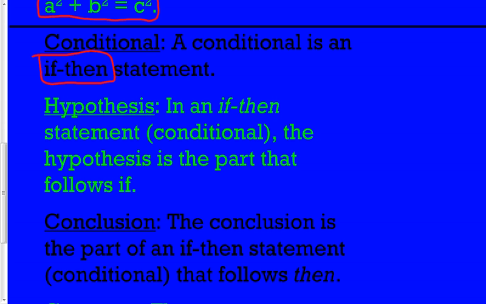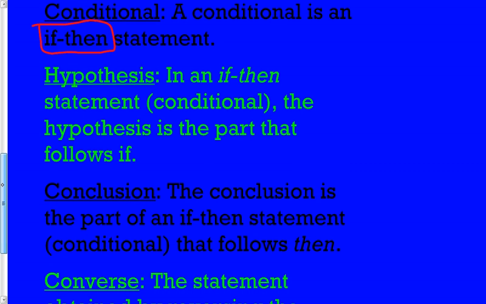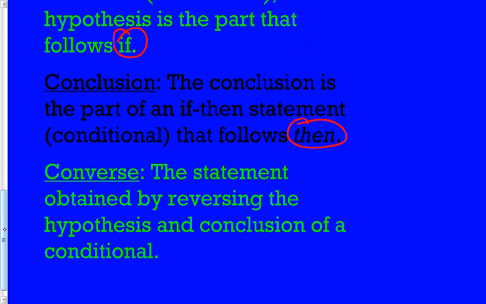Just so you know, that's kind of what we're going to be using a little bit of today with the Pythagorean theorem. The hypothesis of a conditional is the part that follows if. So it's the if part. So in other words, if it rains outside, then the grass will be wet. It's raining outside is the hypothesis. The conclusion then would be the then part. So the grass will be wet.